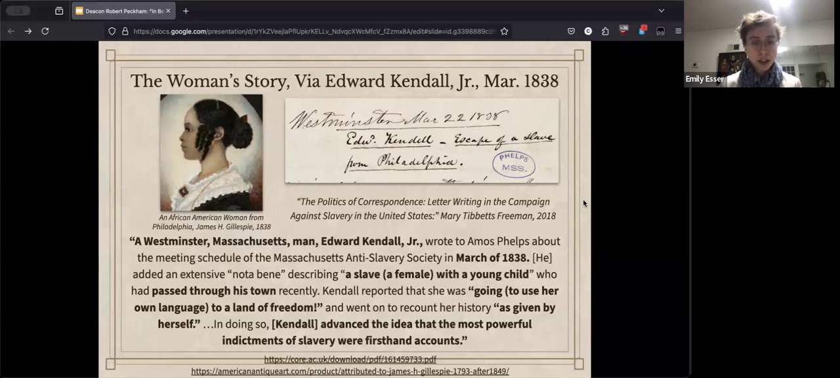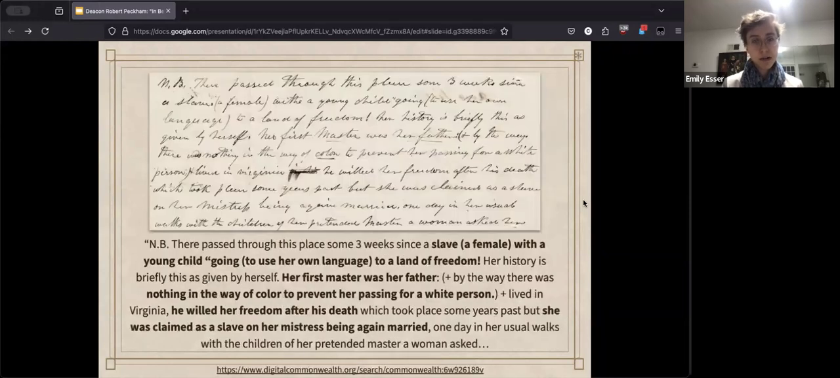A Westminster, Massachusetts man, Edward Kendall Jr., wrote to Amos Phelps, describing a slave, a female with a young child. He recounted her history as given by herself. Now, the scholar who wrote this little blurb points out the importance of firsthand accounts, and I agree. So here is the actual letter. I did transcribe this. I'll read a little bit of it.